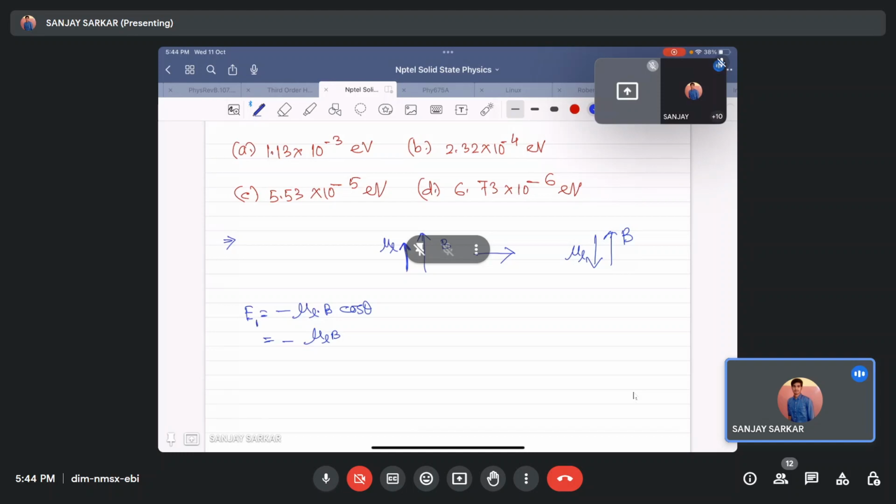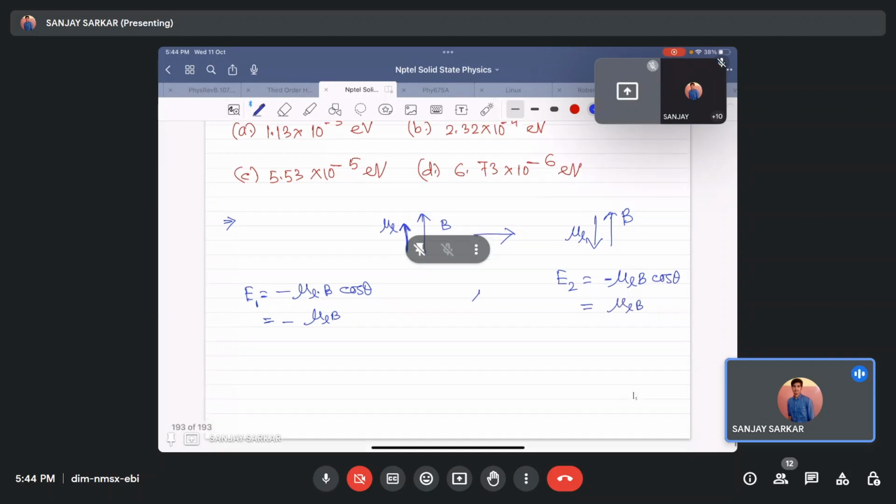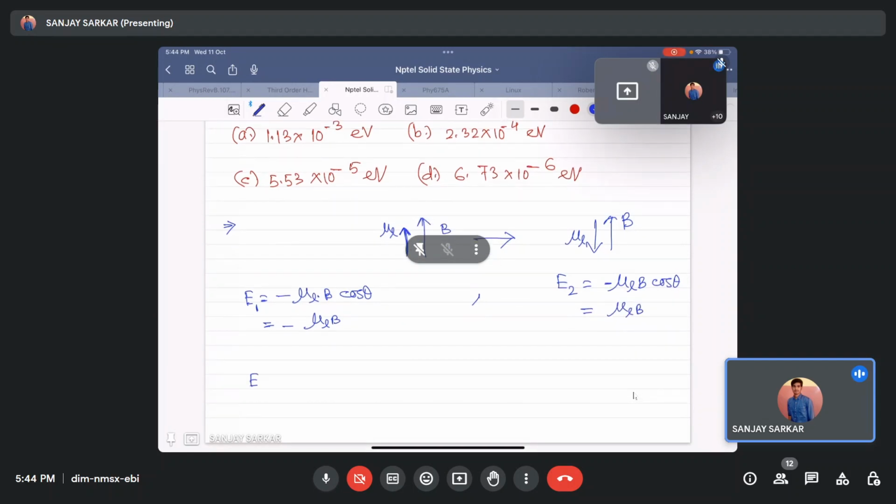Let's say this is E1, and for this scenario the energy is minus mu l B cos theta. Now theta is 180 degrees, so cos theta is minus 1, and the energy is plus mu l B. Then the energy required is E2 minus E1, which is 2 mu l B.